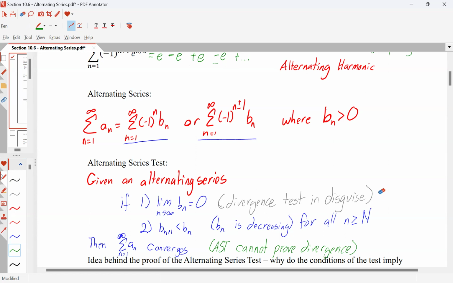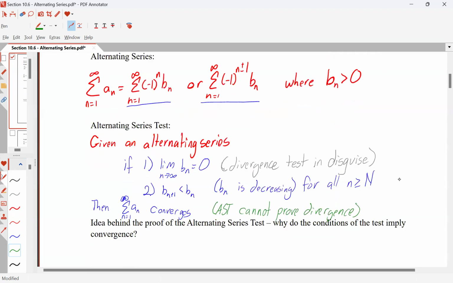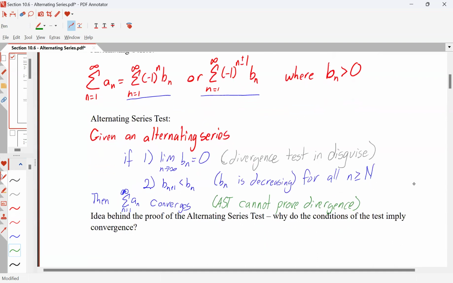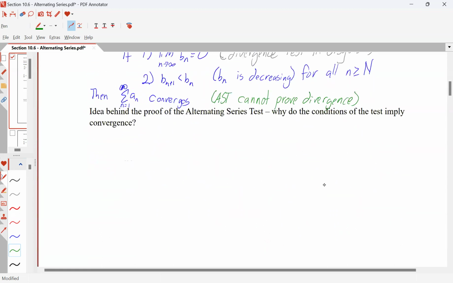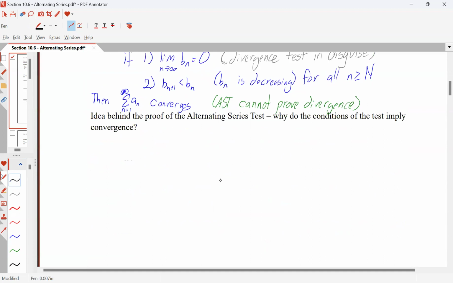So we have this test now, and it's just these two properties. The limit goes to 0, and the sequence b sub n is decreasing. Why does this work? Why are those two conditions all we need? Let's consider having these two conditions.